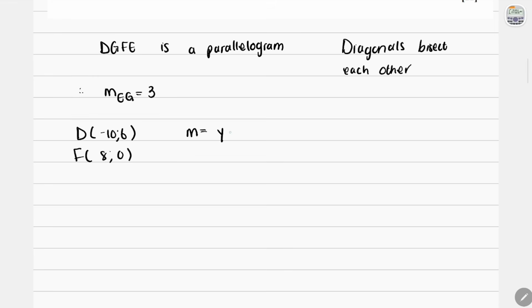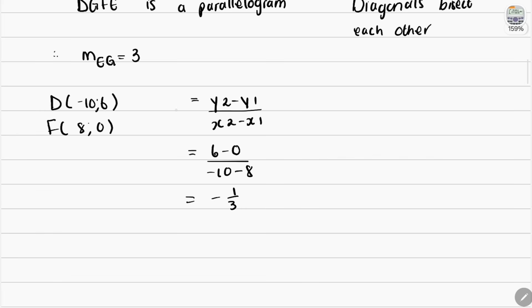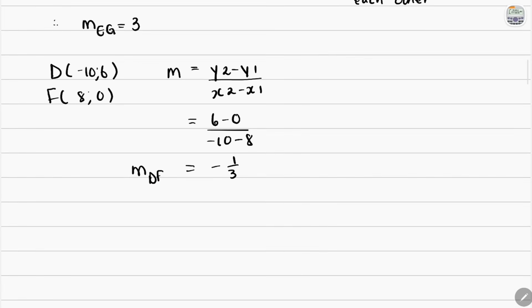The gradient is found by saying the change in y, so y2 minus y1 over x2 minus x1. So this is equal to 6 minus 0 over -10 minus 8. So this is positive 6. This becomes -18. And you know that 6 goes into 18 3 times. So this is -1 over 3. See how this makes a lot of sense. So the gradient of DF is -1 over 3.